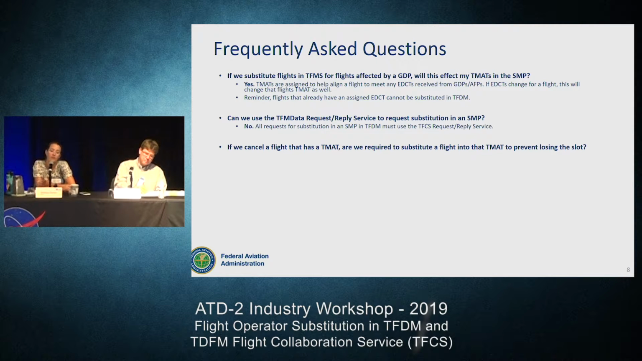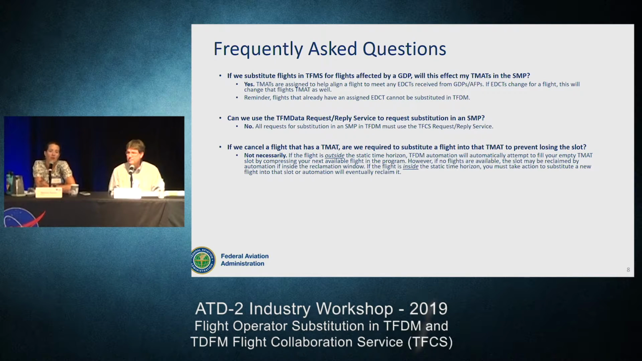Another question is, if we cancel a flight that has a TMAT, are we required to substitute a flight into that TMAT to prevent losing the slot? The answer is it depends. So if you're outside the static time horizon, like the example we just went through at the very end, TFDM will try to automatically fill that slot. If you're inside the static time horizon, however, you do have that protection period to make a decision if you want to substitute another flight into that. Otherwise, you lose the slot.